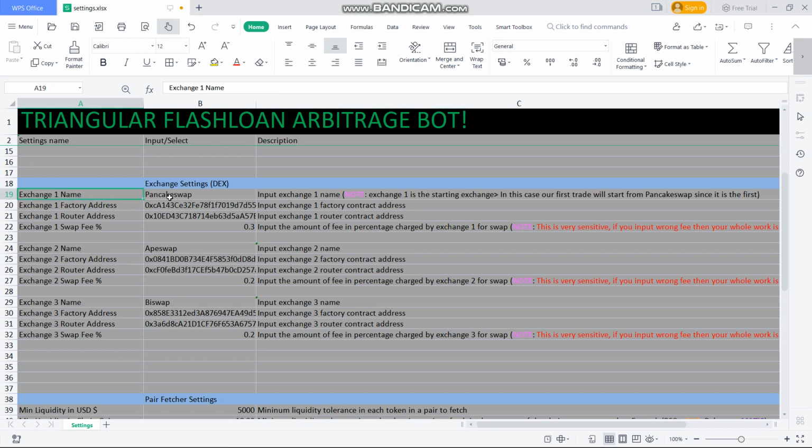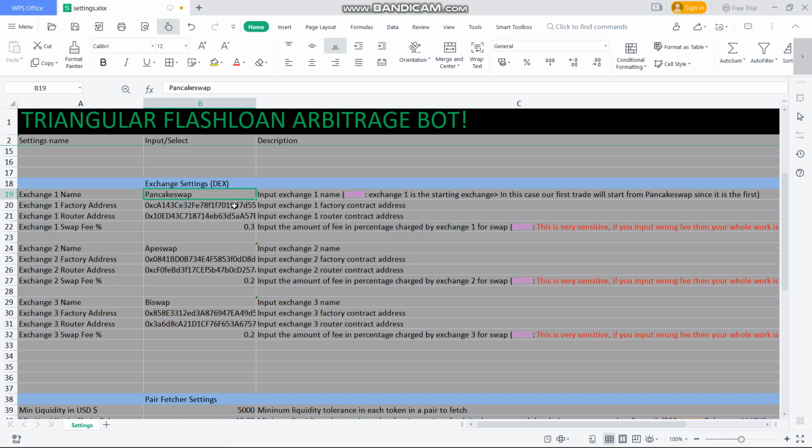So what you have to set here is the exchange name. And when you are setting exchange, always remember that exchange 1 is going to be the starting exchange. It means our arbitrage will buy from this first exchange and try selling it to the second exchange if we are doing cross exchange arbitrage. If we are doing single exchange arbitrage, which is exchange 1, then it's only going to trade in only one exchange. Since in this case we are using PancakeSwap as exchange 1, our trade is going to start from PancakeSwap. So we are going to be buying from PancakeSwap and selling in other exchanges here.